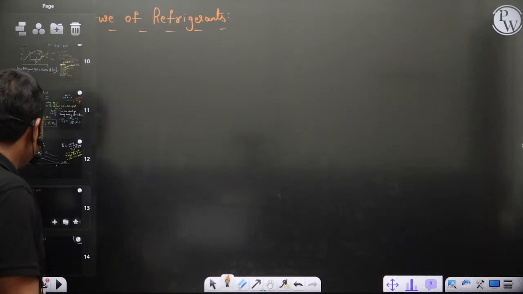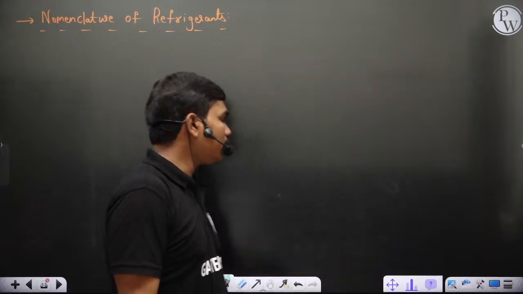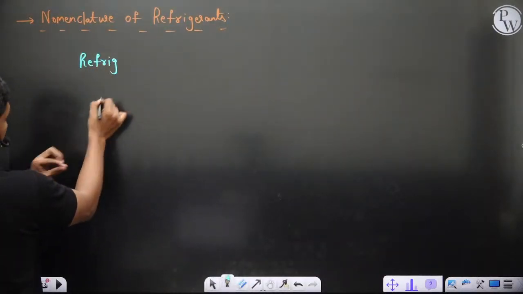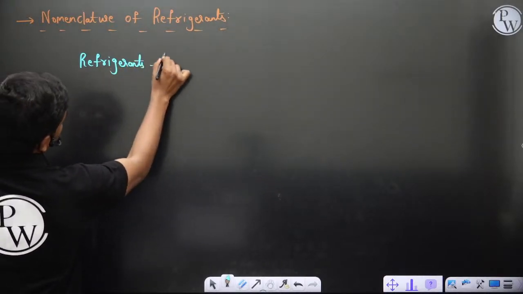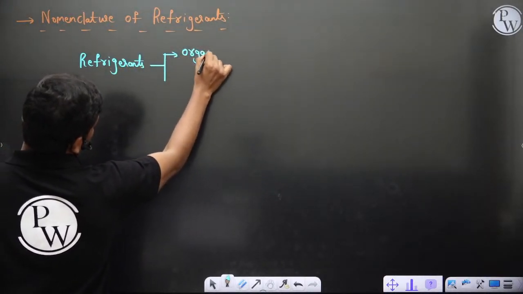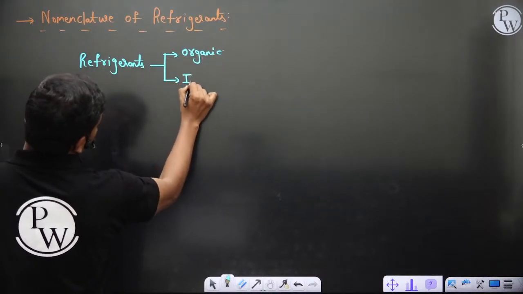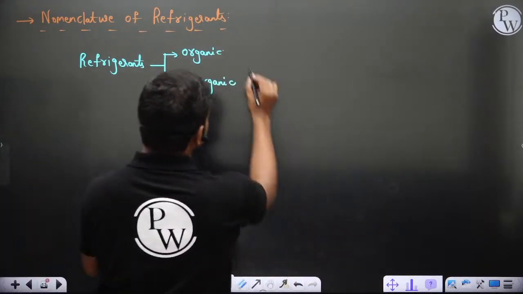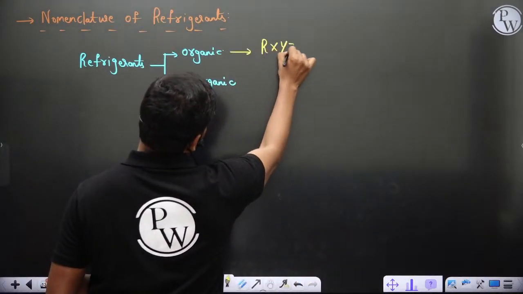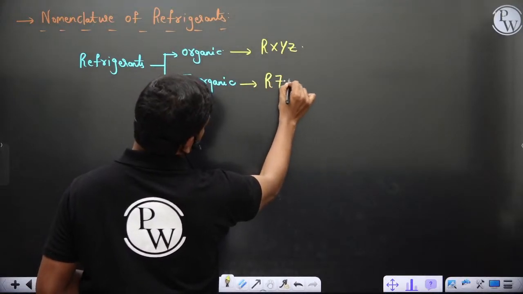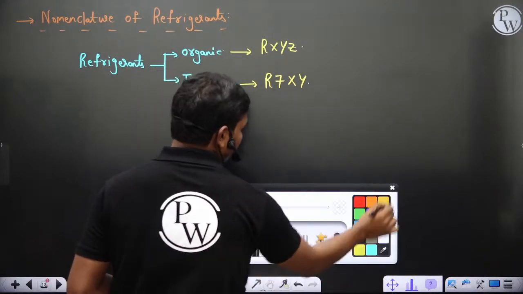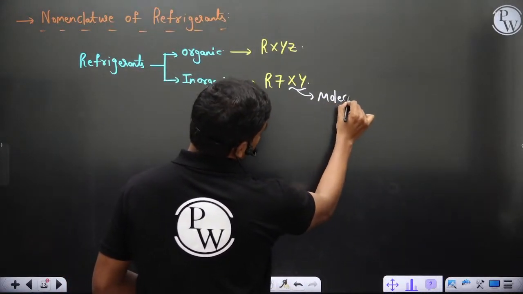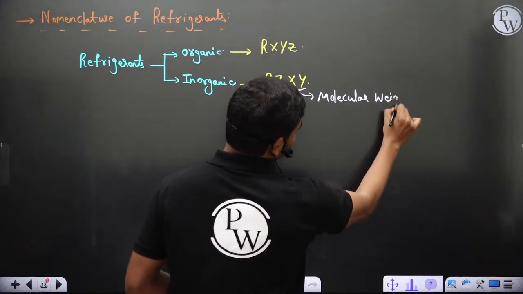Again, it's easy. So nomenclature of refrigerants, this is a bit important. Normally refrigerants, if you see, you have two groups, which are organic, like chlorofluorocarbons, all these things, and inorganic refrigerants. Now the nomenclature here is RXYZ and here it is R7XY. So you can see this is a bit easy to identify for inorganic. This XY is nothing but the molecular weight of the refrigerant.